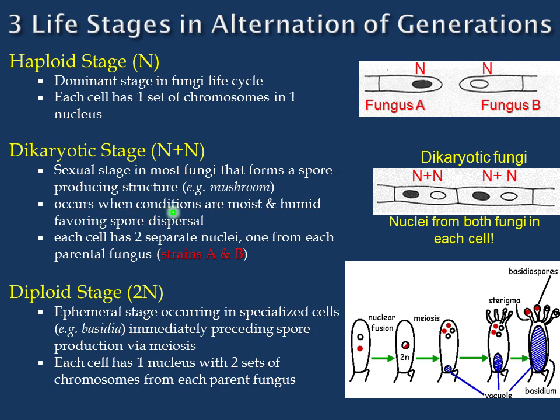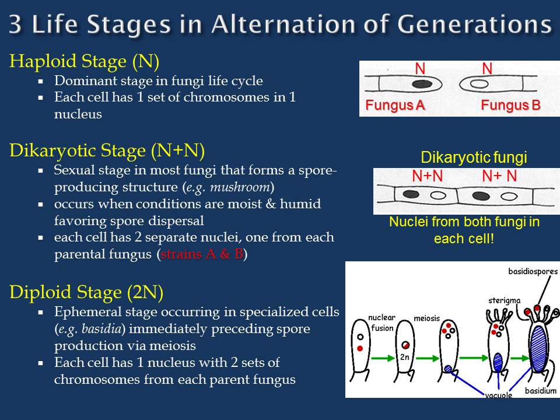It occurs when conditions are moist and humid, favoring spore dispersal. Each cell has 2 separate nuclei, meaning that each nucleus is different genetically. They have 2 completely different sets of alleles. And both of those came from each parent fungus. We call these strains A and B. The diploid stage you're familiar with.